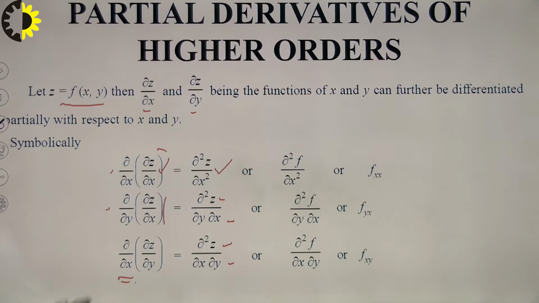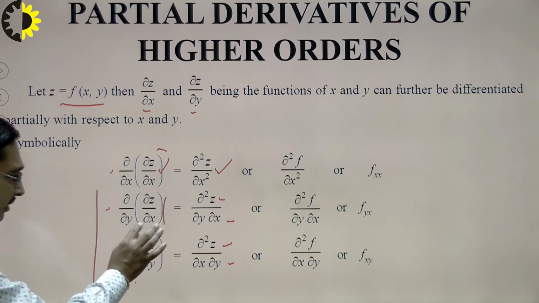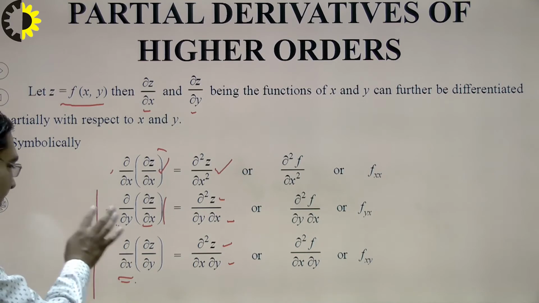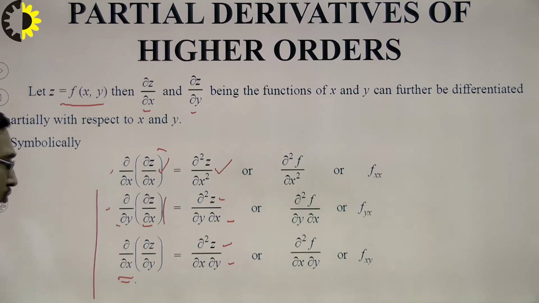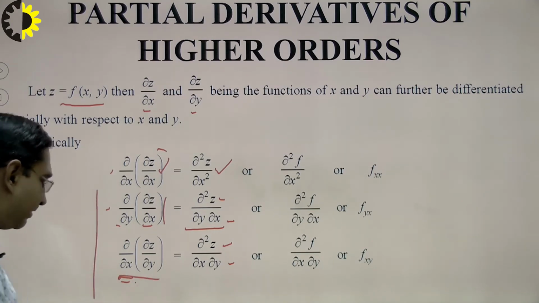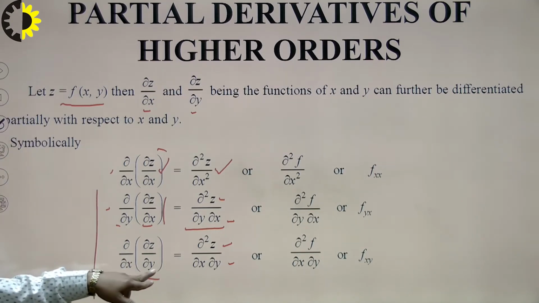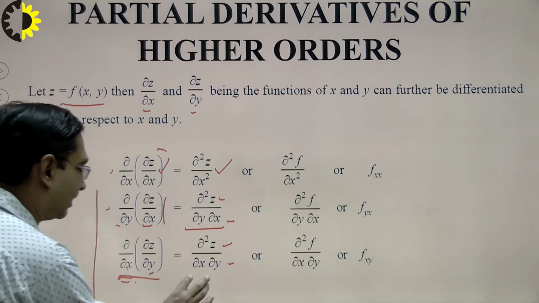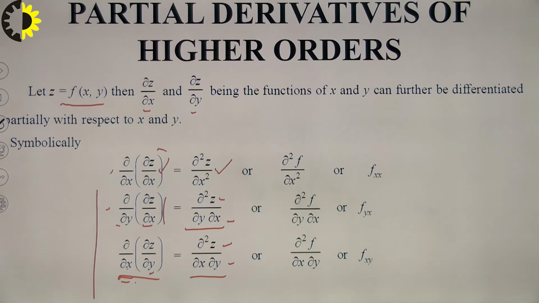Here we can note the difference and the sequence of derivatives. Here we are differentiating with respect to x first and then with respect to y. So, it is written as del 2z over del y del x. In this derivative, we are differentiating with respect to y, then with respect to x. So, it is written as del x del y.